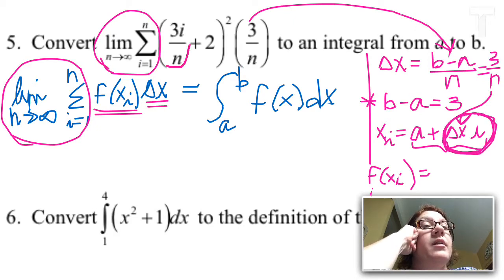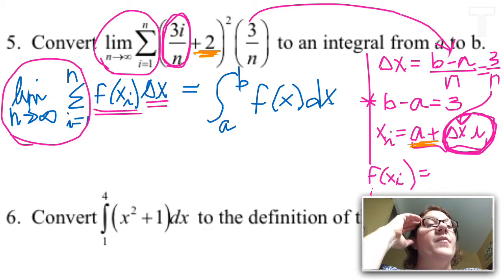I have a 3 over n attached to an i, which means that the a part has to be this 2, because that's the stuff that's being added. So now I know a is 2, which means I can solve for b, and I get b is 5.